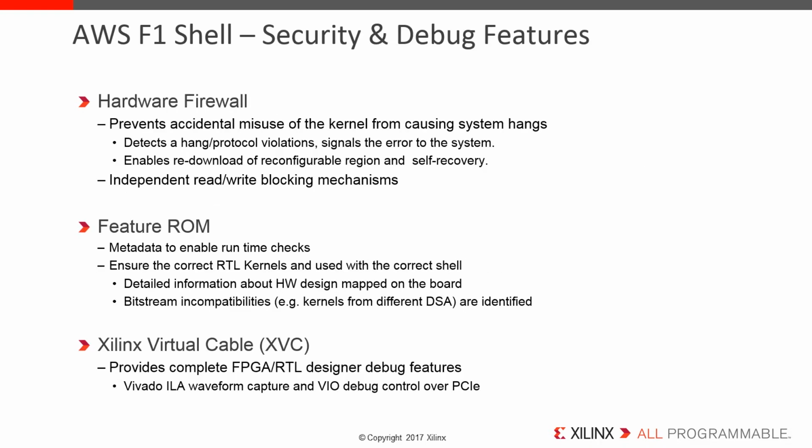Looking at the shell debug and security features in more detail, the shell includes hardware firewall logic to ensure that the kernel cannot accidentally halt the operation of the F1 instance, and enables recovery of the instance in the event of a protocol violation. A feature ROM ensures the F1 instance is only ever loaded with a valid design, one created for this platform. And finally, hardware ensures the same debug features users have come to expect from Xilinx FPGAs are fully available through their PCIe interface.